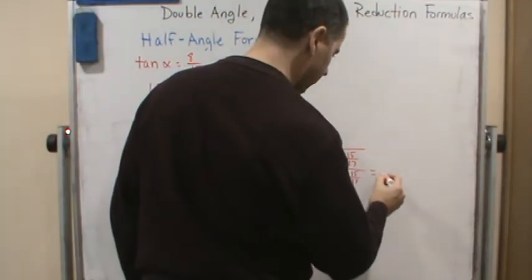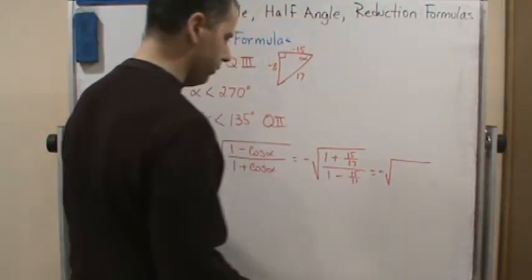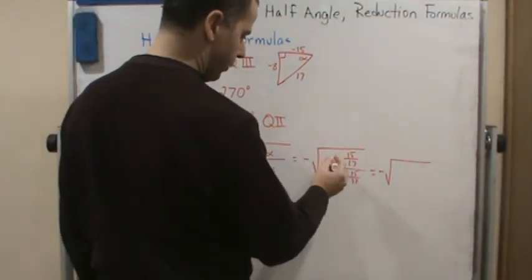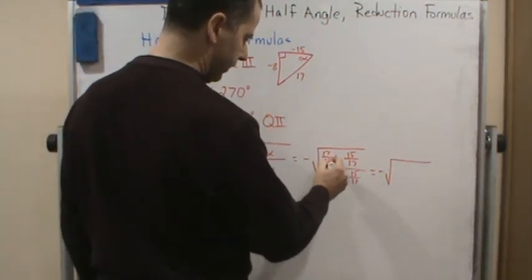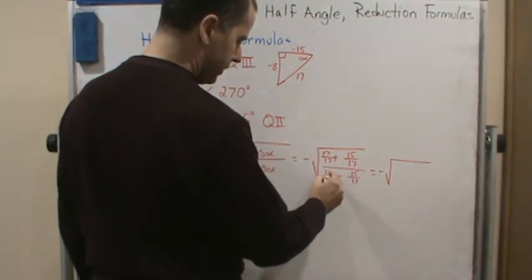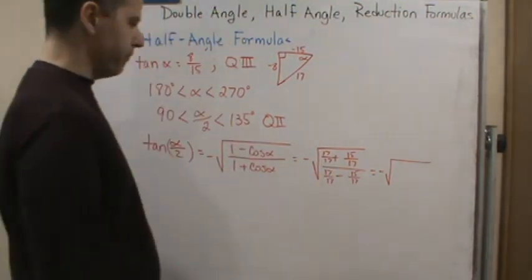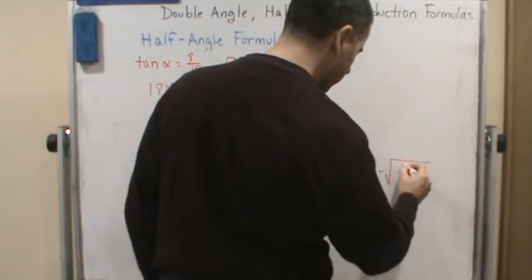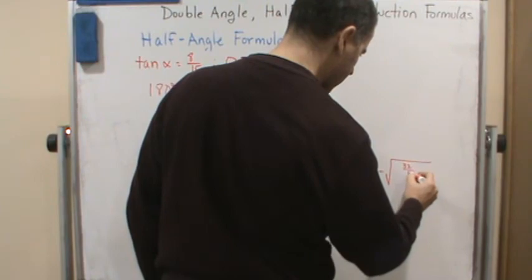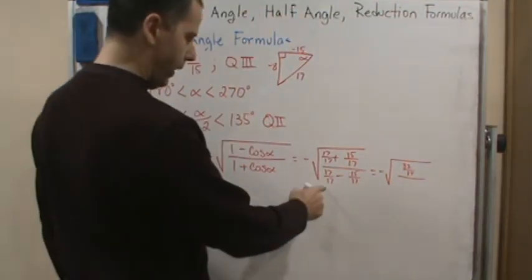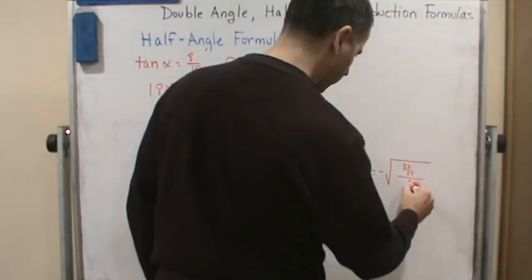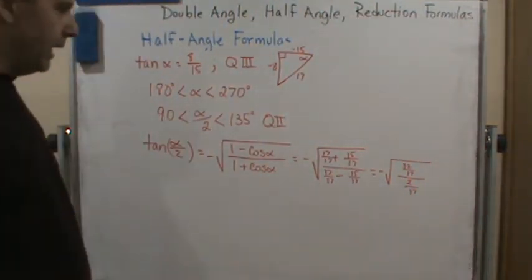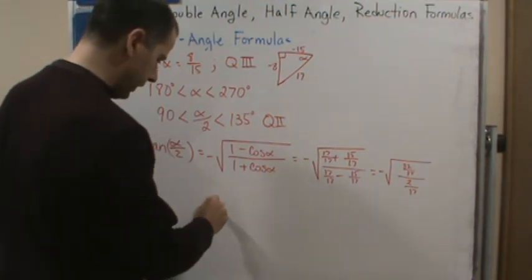And so now we're going to simplify it. So this is going to end up becoming negative square root of, well, the top is going to become what? Well, it's going to be 17. Again, we can rewrite this as 17 over 17 for both of these, 17 17ths. And so now if we add, we get 32, right? So this is 32 17ths over what? Well, 2 over 17ths.